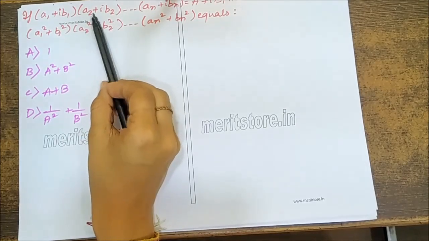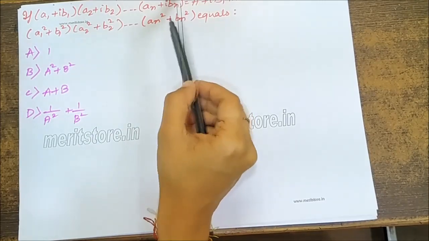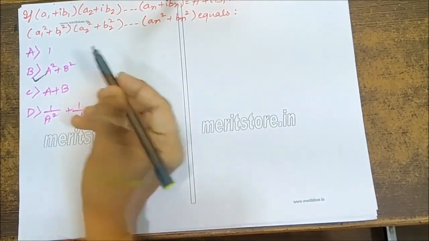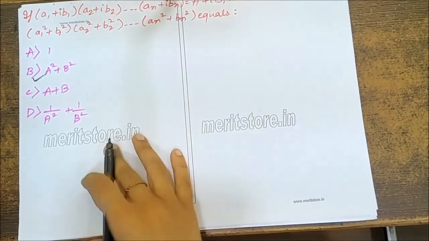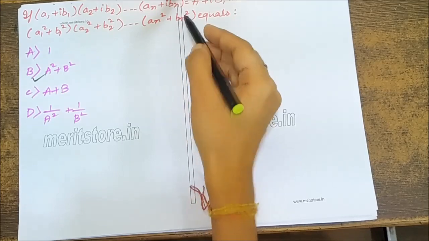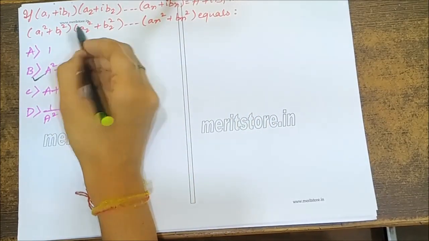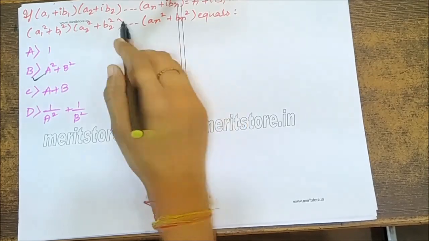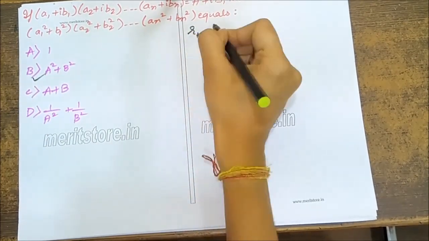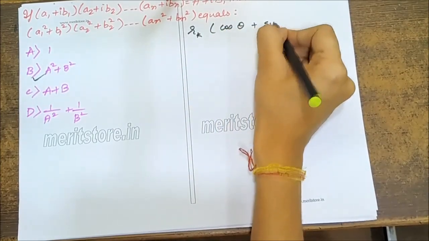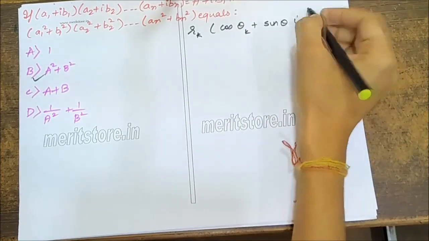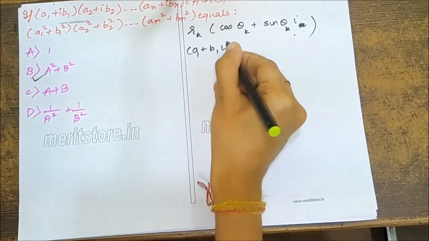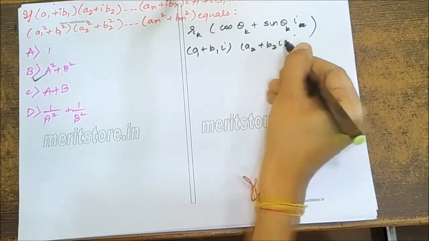If a1 plus b1 i, a2 plus b2 i, till the extent of an plus bn i is equal to a plus bi, then what is the value of a1 squared plus b1 squared, and so on? Here you have this a plus bi, and the modulus squares are given, so you get your r from here, that is rk into cos theta k plus i sin theta k, and now let's say your angle is theta k for k.